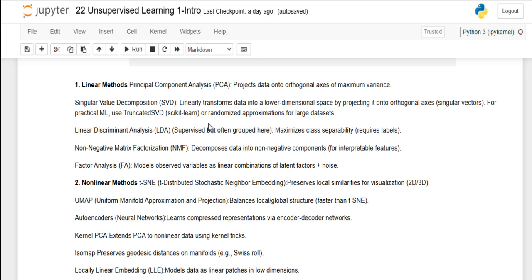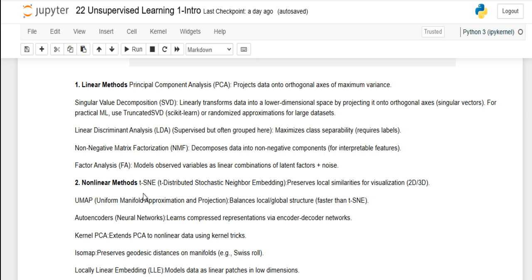We also have non-negative matrix factorization. This one decomposes data into non-negative components for interpretable features. And we also have factor analysis, which models observed variables as linear combination of latent factors plus noise. So these are linear base methods.